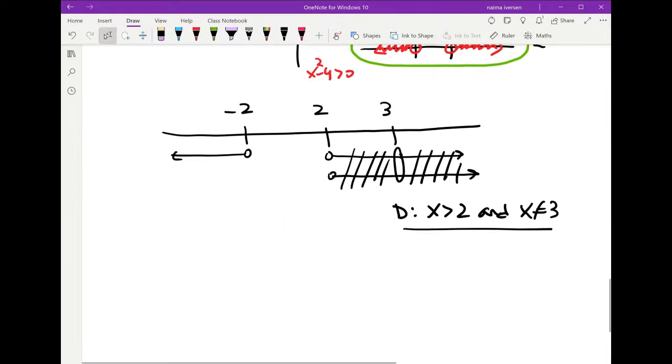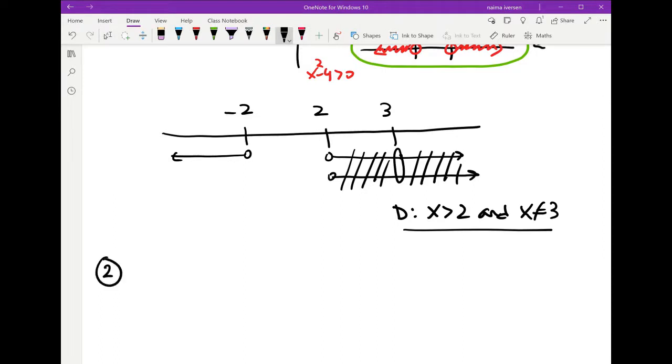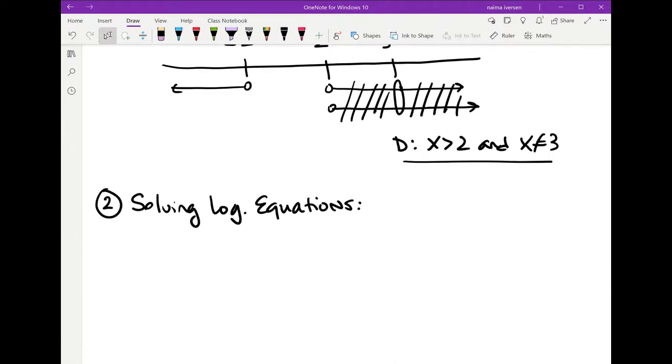Okay. So part 2 of today's lesson is to use your domain to be able to solve log equations. Next class we will solve exponential equations, but today we are solving log equations. A log equation looks something like this. It might say log base 3 of x plus 1 plus log base 3 of x plus 7 is equal to 3.